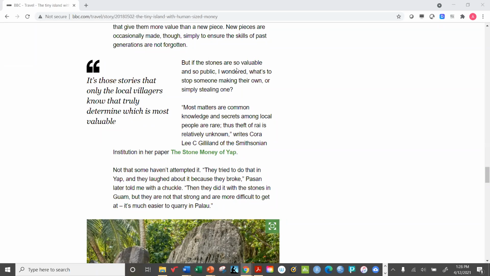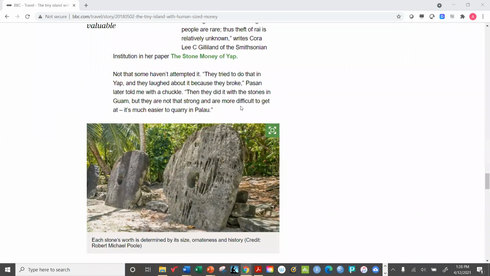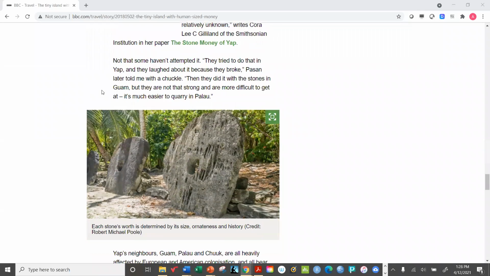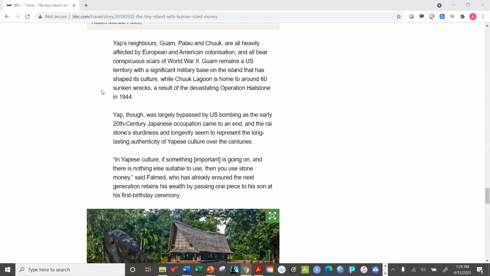It says here, what is there to stop somebody from stealing one? Most matters are common knowledge, and secrets among local people are rare. Thus, the theft of a rye stone, or stone money of Yap, is relatively unknown. Not that some haven't attempted it. They tried to do that in Yap, and they laughed about it because they all broke. Oh, that's how you get caught, I guess, because the stones break if you try to move them.